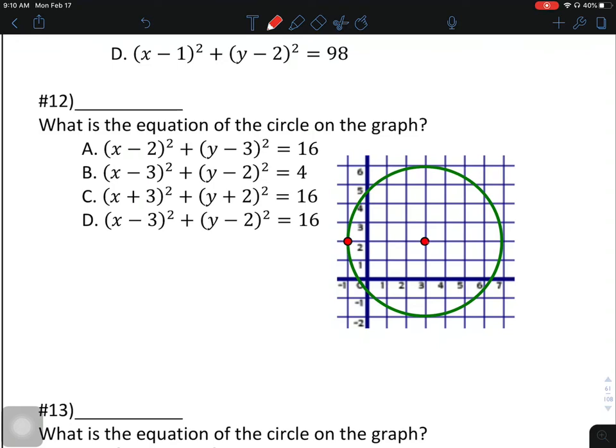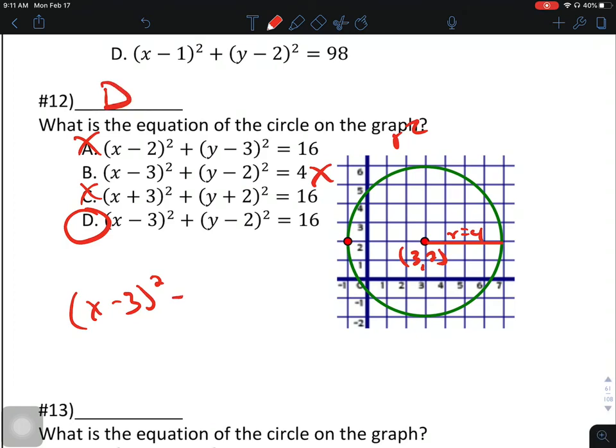I would once again start with the radius. 1, 2, 3, 4. The radius is 4. This number here is r squared, so that means this is not the answer. The center is at (3, 2), which means we should have an (x minus 3) quantity squared. Eliminates this one. Eliminates this one. It's got to be this one. And then we have a (y minus 2) quantity squared. So we're looking for D for number 12.